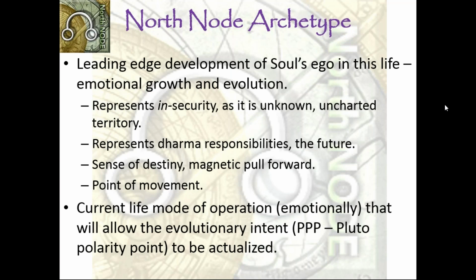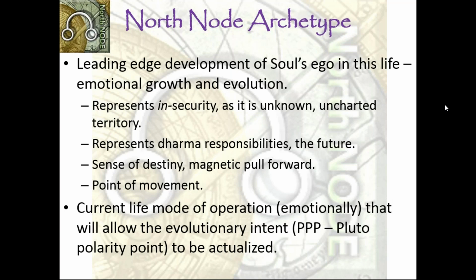North Node. This is the leading edge development of our soul's ego in this life. It represents our emotional growth and evolution forward. It will represent insecurity because it's unknown. We haven't been there yet. We haven't done it. It will represent Dharma responsibilities or the future. Again, how we are evolving. It will be a sense of destiny or magnetic pull forward. It is a point of movement versus South Node being a point of stagnation.